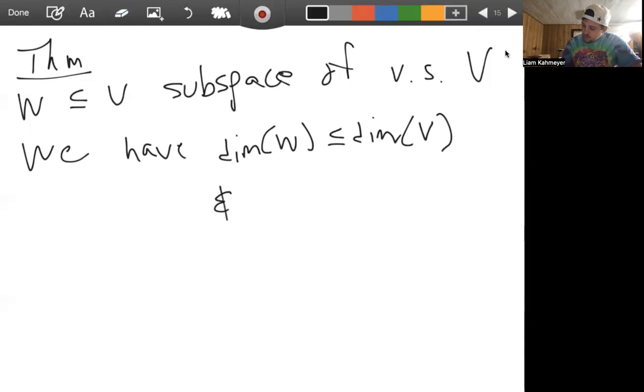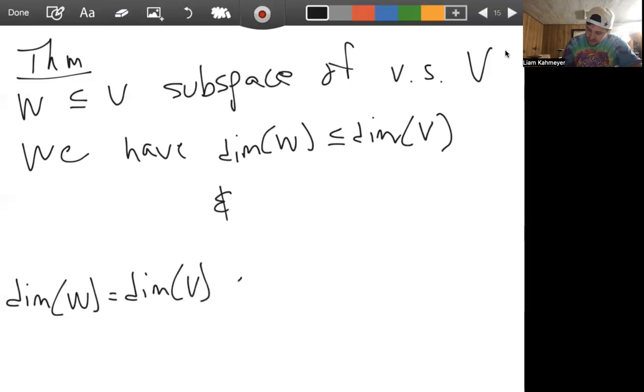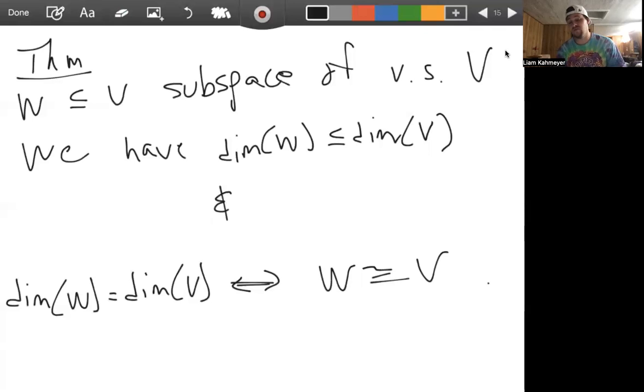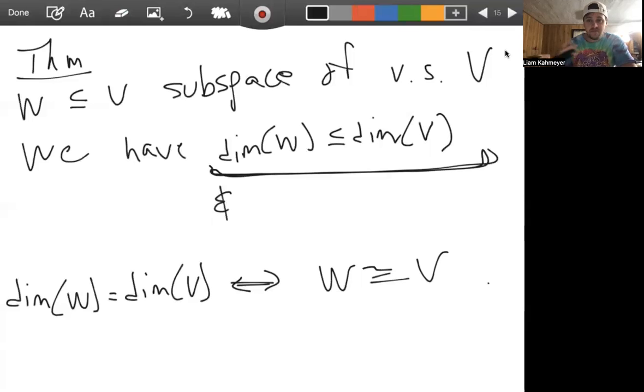And we have another statement that the dimension of W is equal to the dimension of V if and only if W is actually just V, or if W is isomorphic to V. So we have this restriction on dimension with equality holding if and only if the subspace is the overall space. And that's fine because we think about a space as being a subspace of itself.